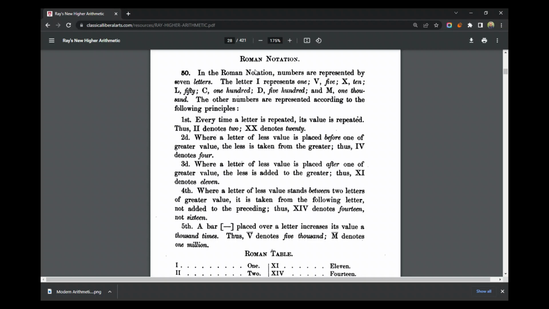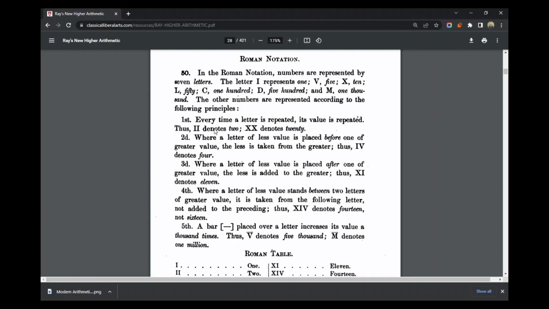Of those letters, the two that I often used to get confused when I was first learning Roman notation were L and D. So make sure you pay attention to L and D. L is 50 and D is 500. Don't let them be confusing. The other numbers are represented according to these 5 principles.